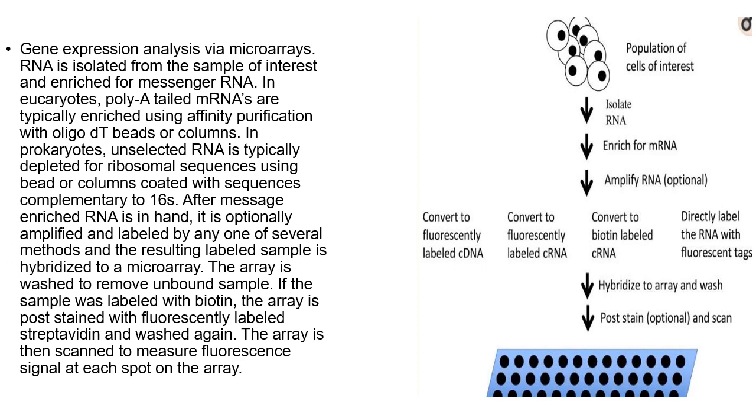In this figure, you can see the population of cells of interest. First, isolate the RNA. Next, enrich for messenger RNA, then optionally amplify the RNA, and then convert to fluorescently labeled cDNA, convert to fluorescently labeled cRNA, convert to biotin labeled cRNA, or directly label the RNA with fluorescent tags, and then hybridize to the array and wash, post-stain optionally, and then scan.